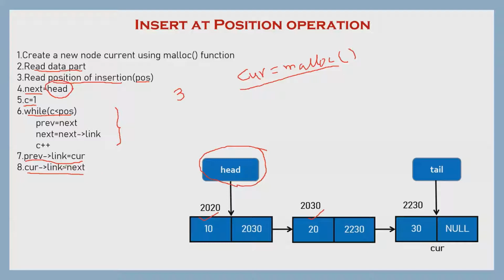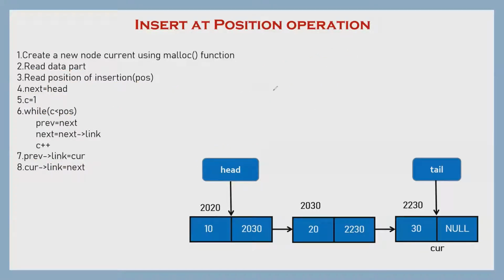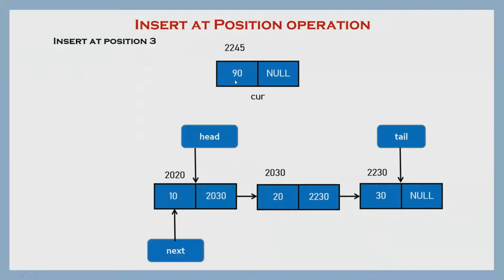Now let us see these steps one by one. First, as we all know, head cannot be changed. So head is assigned to the next. Look at this. We have created a new node. So what is the name of the new node? Current, whose data part is 90. Link part we kept as null, and whose address is this one. Now what we want to do, we want to first assign the head node address to the next node. So now the next is pointing to the head node.